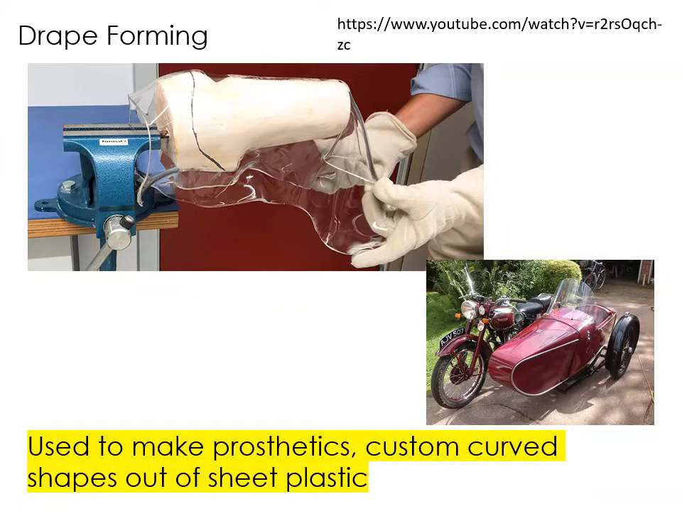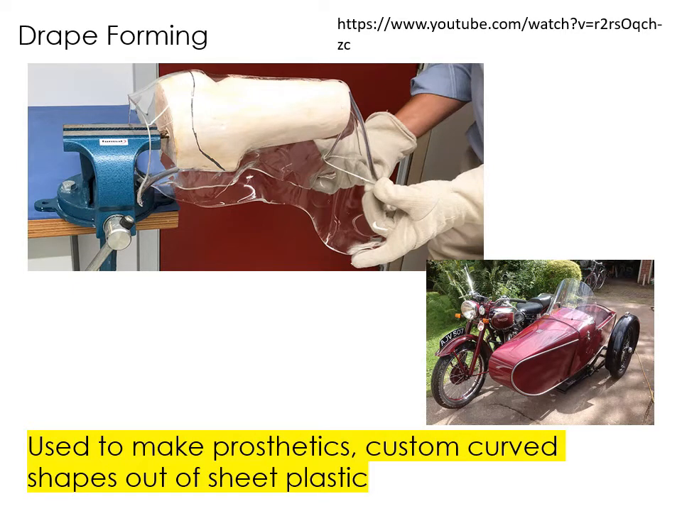This one is called drape forming. Again, I've put a little YouTube video on the VLE task for you to have a look at, but you can also just type that into YouTube if you wanted to. Drape forming is where you heat the plastic up and you just let it take the shape of a mold that you've created. So no vacuum forming, no pressure from above. You just let the plastic drape or fall over the mold that you've made.